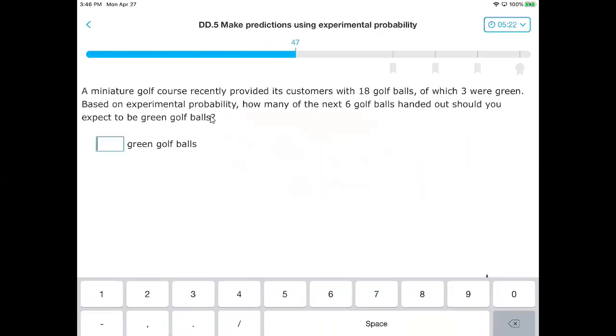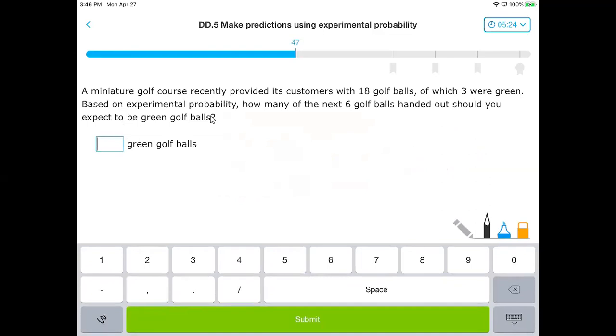Okay, so that's it. I just wanted to show you that basically this is what we've been doing so far, being able to set up a proportion and then solve it.